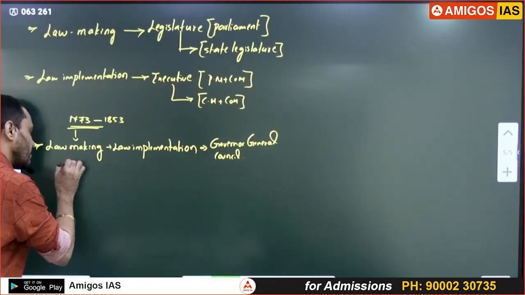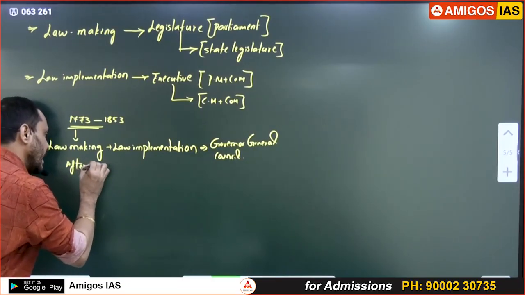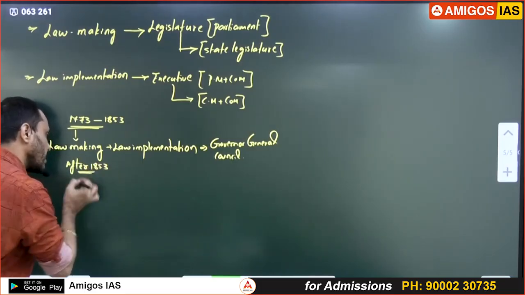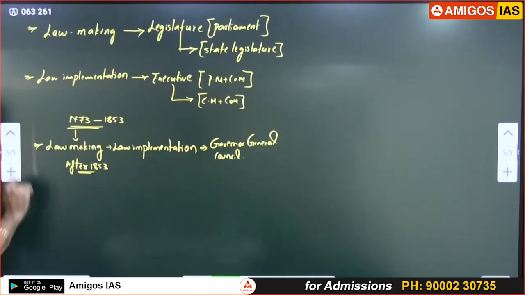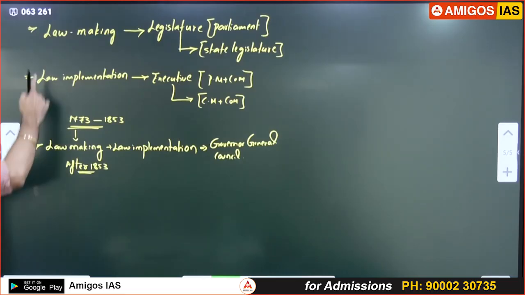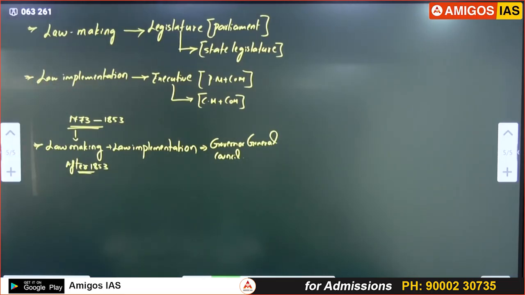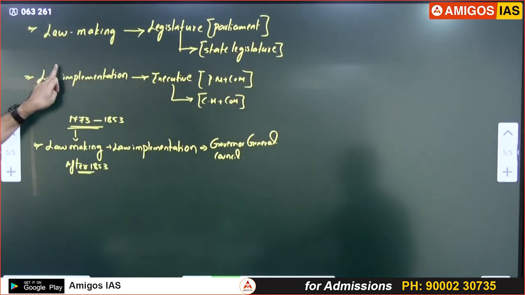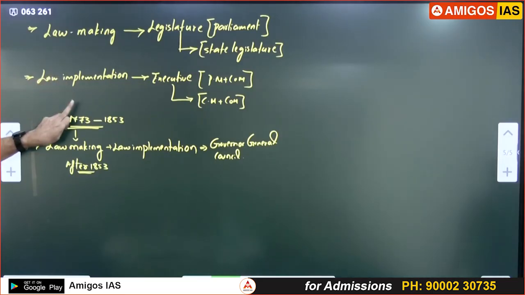But after 1853, listen carefully, there was a separation of law making and law implementation. Both separate bodies were introduced, same as the present form. In a parliamentary form of government, always remember, you have two organs, law making and law implementation, legislature and executive. Already I told you that the executive derives from where? The legislature. Isn't it?